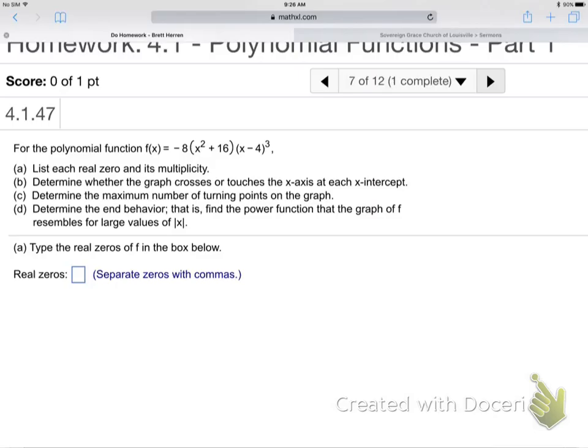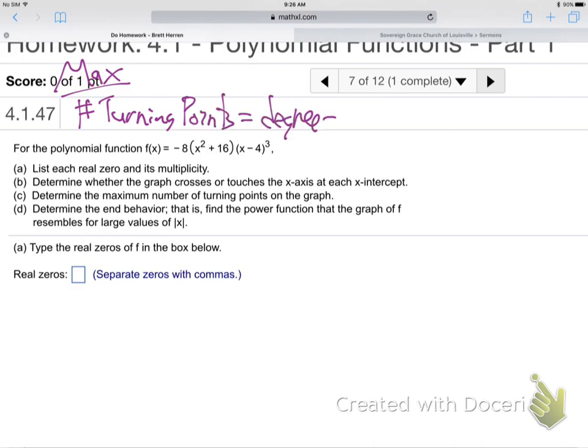Let me go to a fresh screen. That's just a mess. I'll show you some examples of that so it makes more sense. Again, number of turning points, or max, because there could be fewer. The maximum, the most you're going to have, the maximum number of turning points is degree minus 1. What does degree mean? Power. Power of the whole f of x.